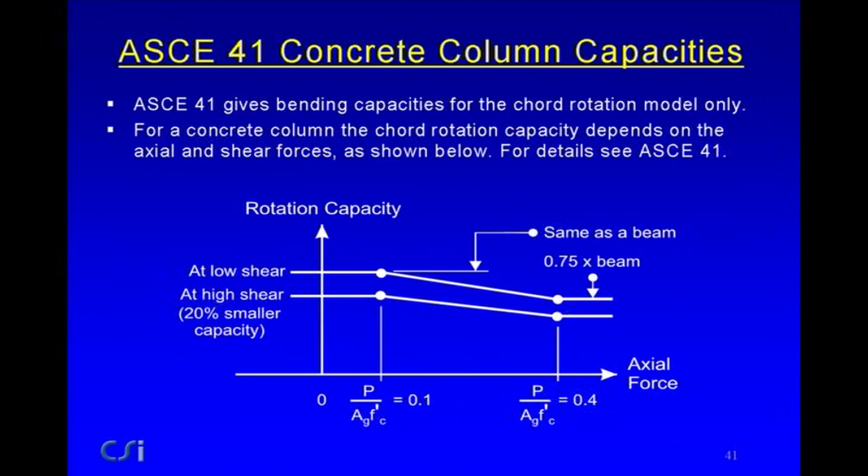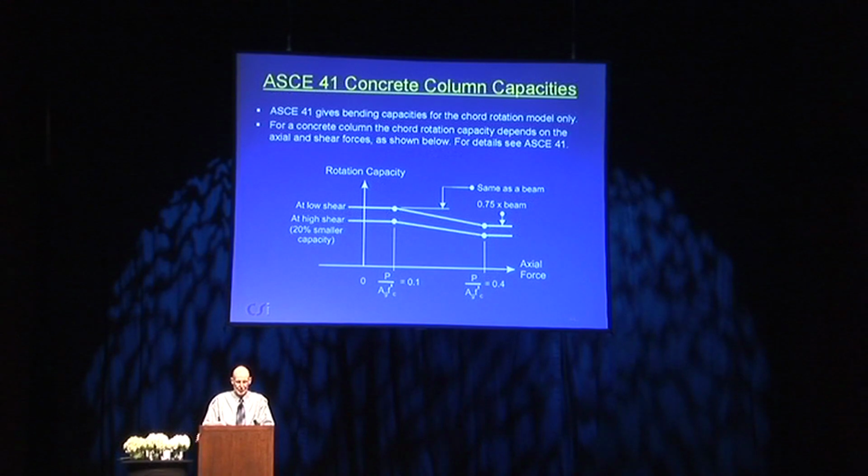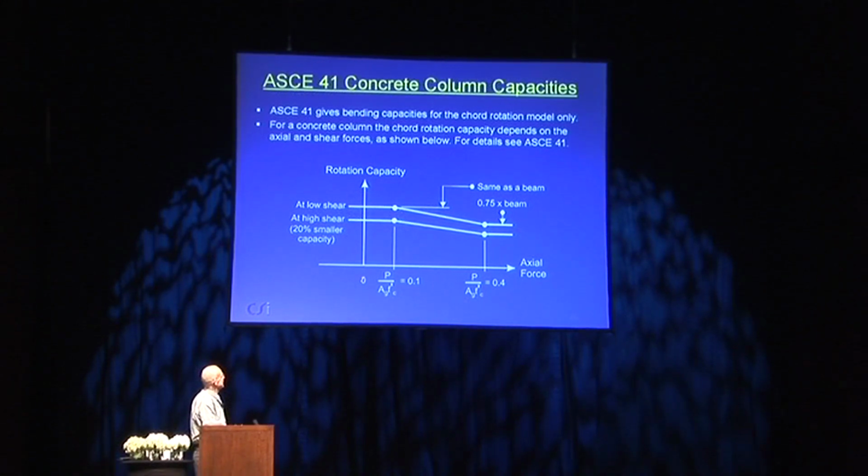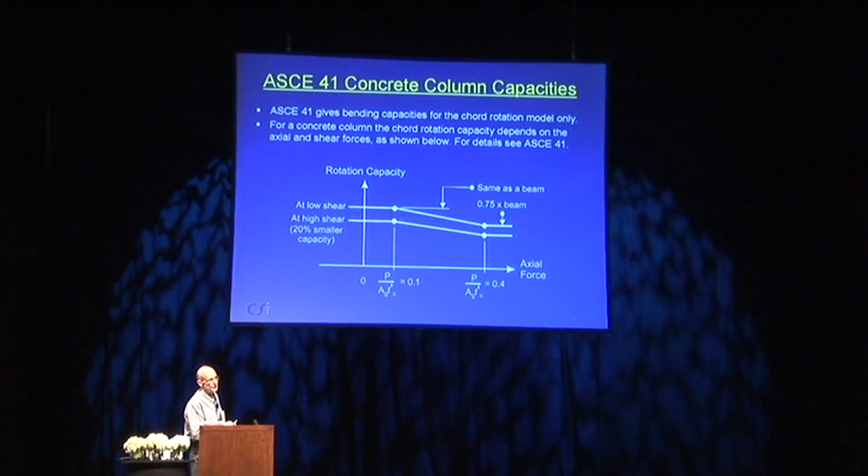And to some extent, Perform allows you to do this. I won't go into the details. ASCE 41, concrete column capacity, gives bending capacity for chord rotation model only. And the way in which the rotation capacity varies is roughly shown in this diagram. This is the rotation capacity, and this is axial force. If you have low shear, then at zero force, this is the rotation capacity, and for a high shear force, it's 20% smaller. These are the values you would have for a beam.